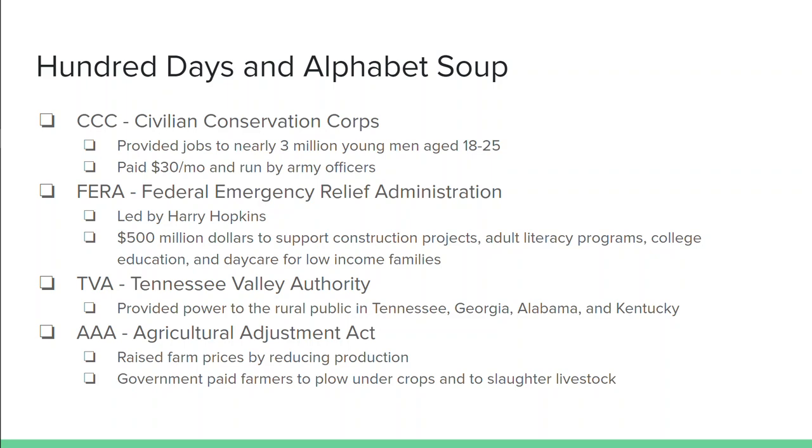We also have the AAA, May 1933, the Agriculture Adjustment Act. This one was controversial. And what happened is the government would pay farmers to plow their crops under or slaughter their livestock instead of sending them to market. Now, the reason this is controversial is because you have hundreds, if not thousands, of people who were hungry or starving, and you are killing the cows, the sheep, the pigs, plowing down the corn.